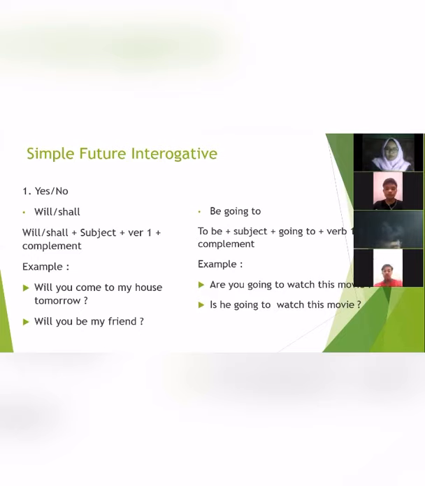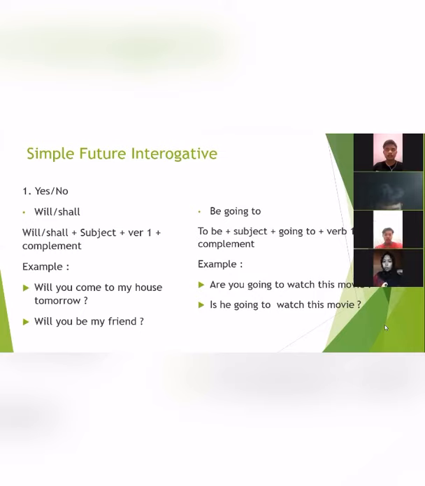Simple future interrogative. There are two kinds of question: yes or no questions and WH questions. If we use a yes or no question with will or shall, the formula is will or shall plus subject plus verb 1 plus complement. For example, will you come to my house tomorrow?